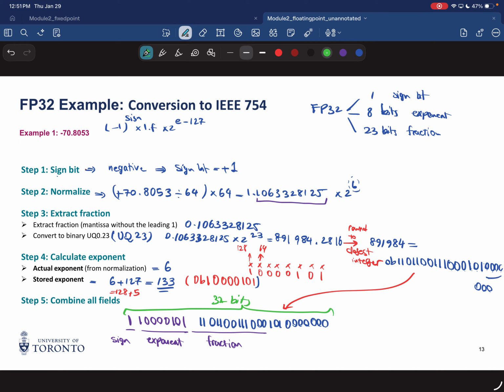Go ahead. I'm just wondering, what's the difference between just saying it's a fixed point with Q8.23?